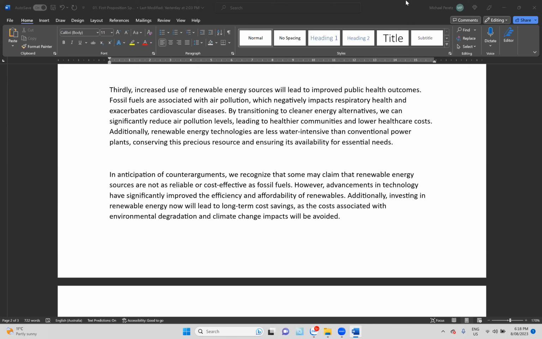In anticipation of counter arguments, we recognize that some may claim renewable energy sources are not as reliable or cost effective as fossil fuels. However, advancements in technologies have significantly improved the efficiencies and affordability of renewables. Additionally, investing in renewable energy now will lead to long-term cost savings, as the costs associated with environmental degradation and climate change impacts will be avoided.